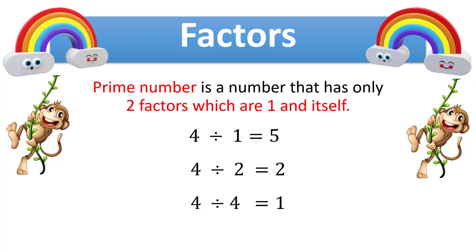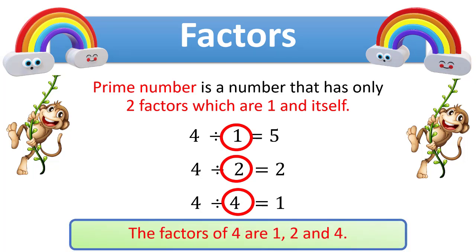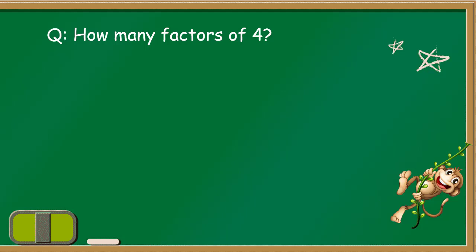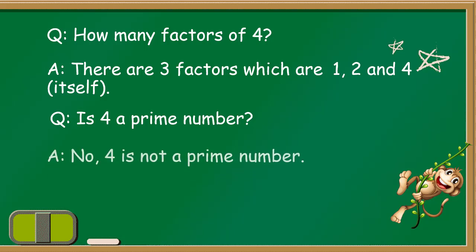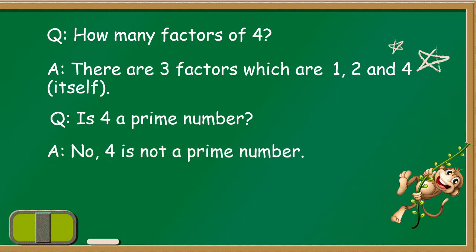Number 4. 4 divided by 1, 4 divided by 2, and 4 divided by 4. So, is 4 a prime number? The factors of 4 are 1, 2, and 4. So it has 3 factors. So 4 is not a prime number. How many factors does 4 have? There are 3 factors, which are 1, 2, and 4. Is 4 a prime number? No, 4 is not a prime number. Good job, students.